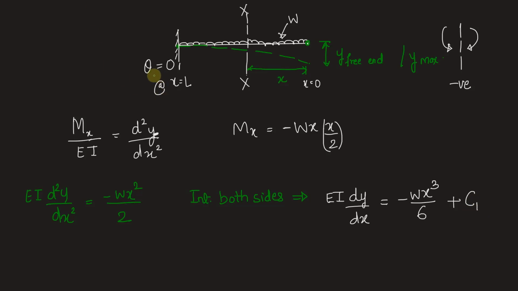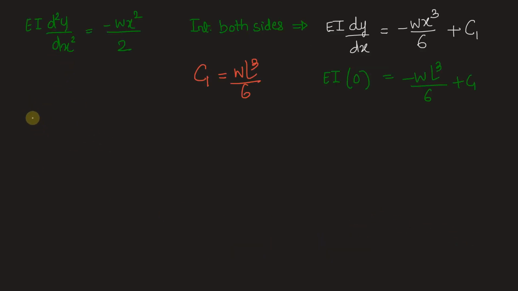We'll use the boundary condition that slope is 0 at x equal to L. So we have EI into slope dy by dx, which is 0 at x equal to L, that is minus w L cube by 6 plus C1. This gives us the value of C1. C1 is equal to positive WL cube by 6. Let's put it back in the equation and then integrate again to find out the deflection. So we have our equation to be EI dy by dx is equal to minus wx cube by 6 plus wL cube by 6. Let's integrate it again on both sides.